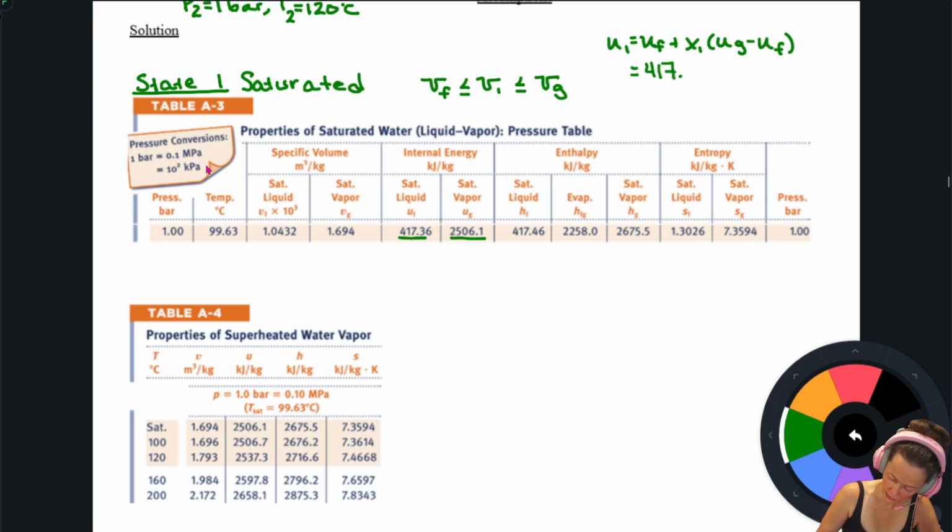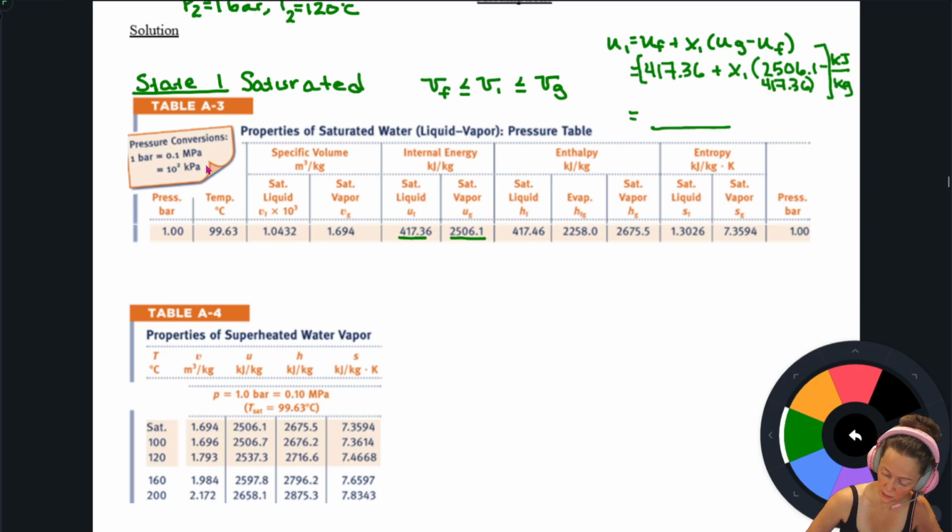So this is 417.36. I'm going to put brackets so I can write the units on the outside and be a little lazy. Plus whatever that quality is, which I don't know, times 2506.1 minus 417.36. Kind of messy, but that's okay. Kilojoules per kilogram. So I do need to figure out whatever that quality is.